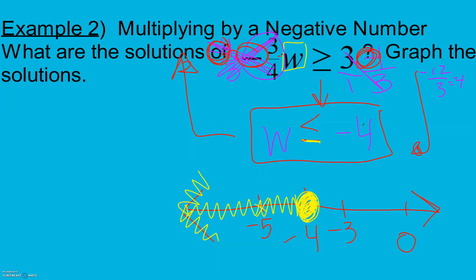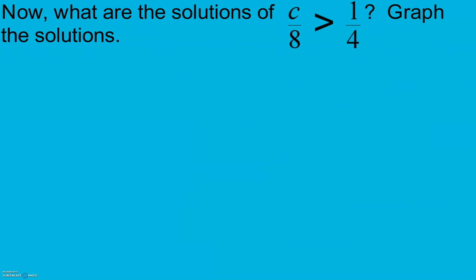And again, if we want to check that, we have to plug in both our boundary point and a test point. The boundary point should be equal when we plug it back in, and one of the points on our solution, if we pick -5 or -100, should make a true statement. Now, feel free to pause here and give this a try if you'd like.